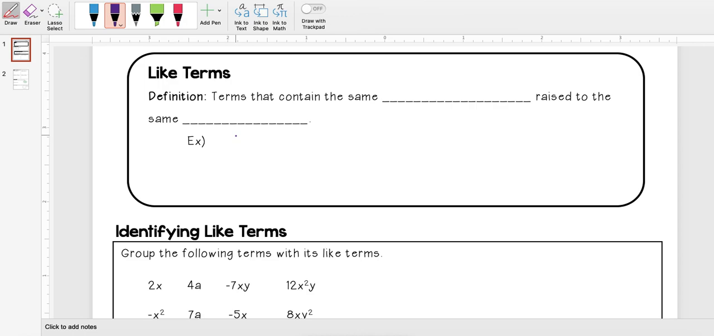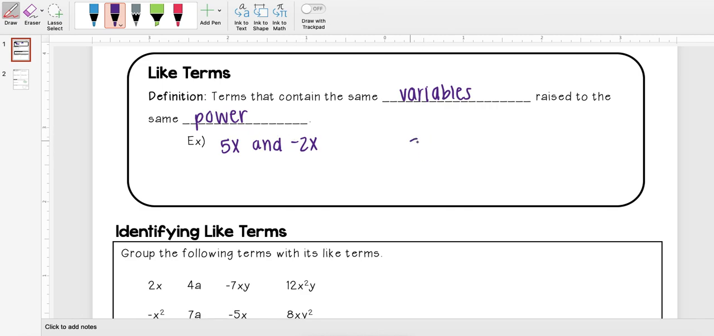Like terms are defined as terms that contain the same variables raised to the same power. An example of like terms are, for instance, 5x and negative 2x. They have the same variable x, and they're both raised to the first power.